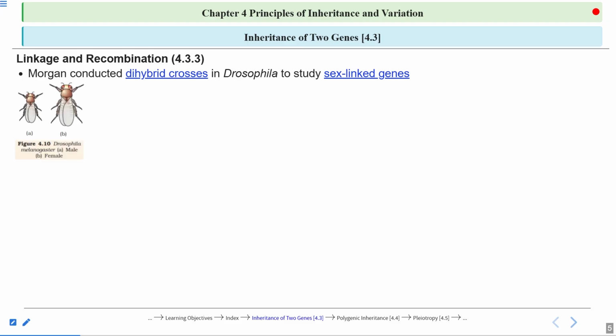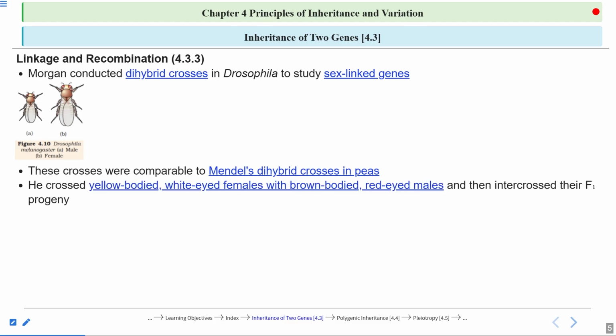Now you can see this image showing you Drosophila. Image A is of a male Drosophila. Image B is of a female Drosophila. And we have already studied why Drosophila is used in research, why it is a model organism. Now, these dihybrid crosses were comparable to Mendel's dihybrid crosses in the pea plant. Like Mendel conducted dihybrid crosses in the pea plant, similarly Morgan also conducted his dihybrid crosses in Drosophila.